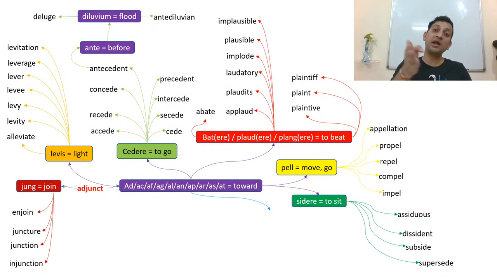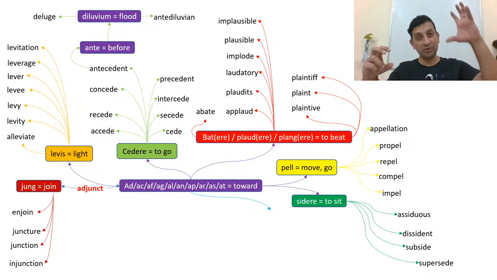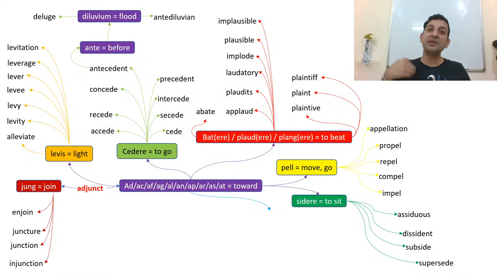Intercede, to act on behalf of somebody, to go in between somebody who is a complainant and somebody who has the power to address that complaint. I intercede on my brother's behalf in this matter. Precedent, something that has gone before and is now used as a guideline for things that will come later. That's a precedent. You are setting a bad precedent for other kids by bunking classes.